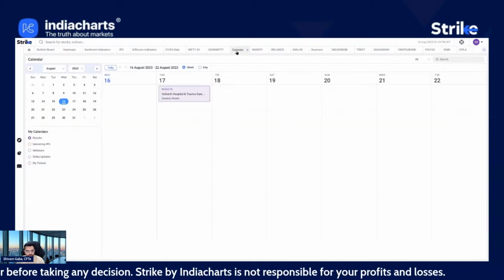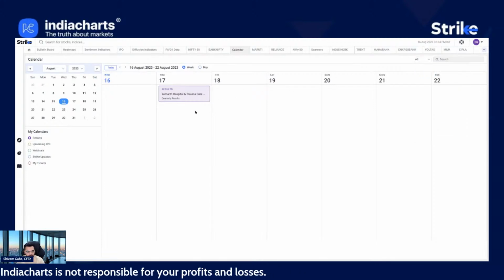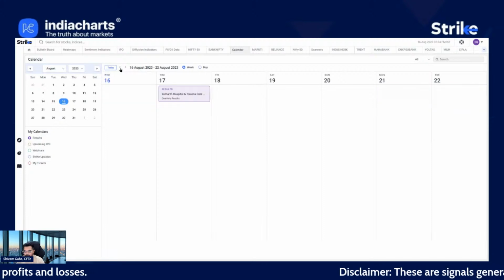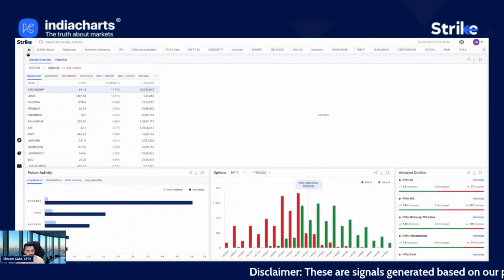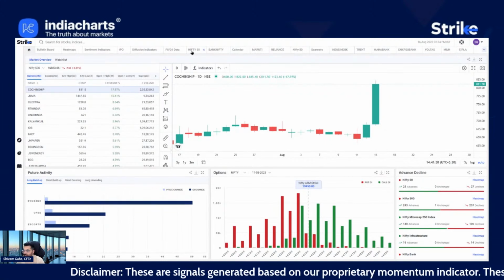In terms of upcoming earnings, the earnings season is almost over, so there are not many results coming in the next few days. It's mostly empty. So let's have a look at the charts of Nifty and Bank Nifty itself.